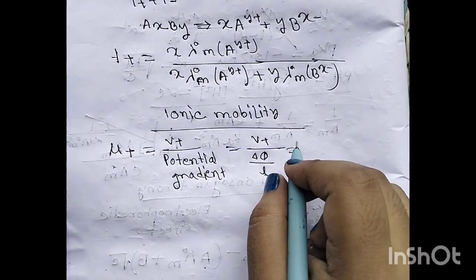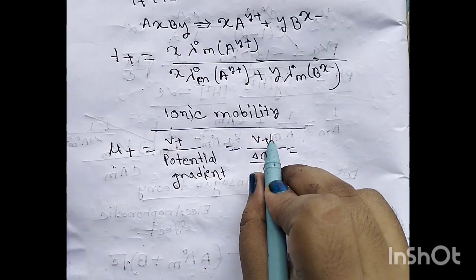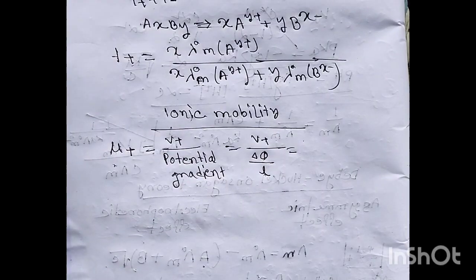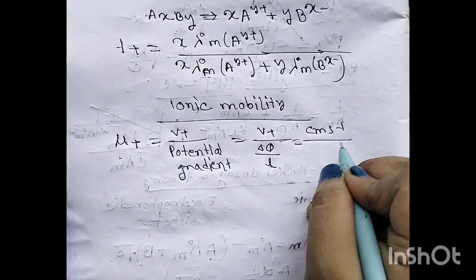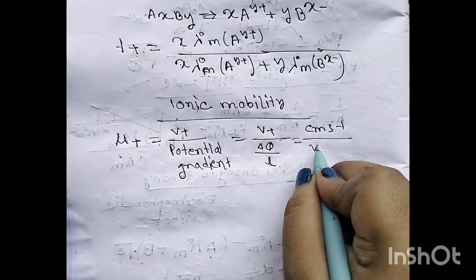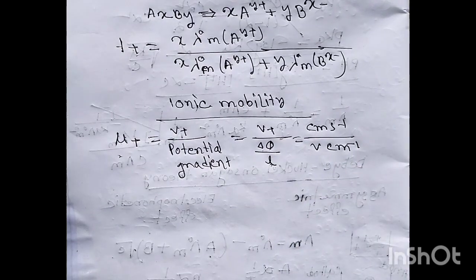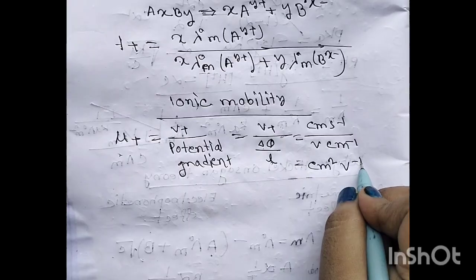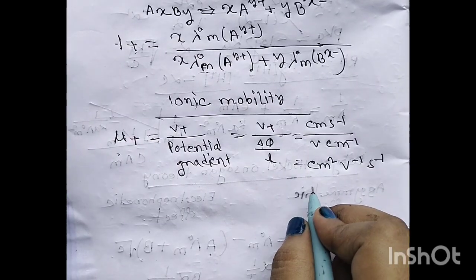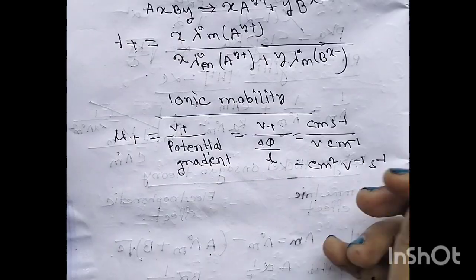अच्छा, okay. Unit क्या होगा? The unit is cm per second divided by V per cm length, that is cm square V to the power minus 1 per second. Okay, और SI में क्या होगा? SI में होगा meter square V to the power minus 1 per second.